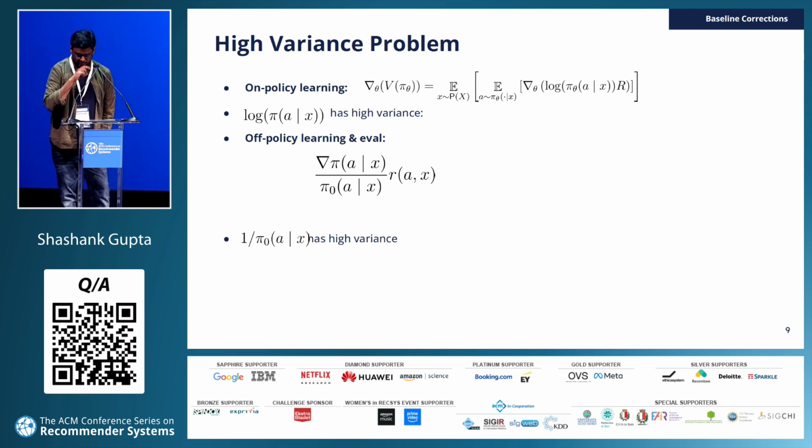And similarly with off-policy learning, there's a 1 over pi naught term. Again, pi naught is between 0 and 1, so if pi naught is very small, this might blow up. So this also has a high variance problem.